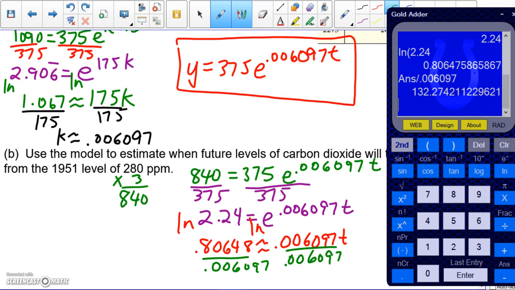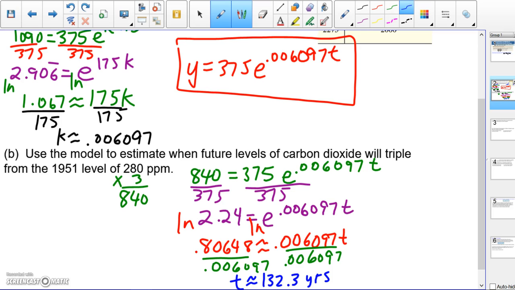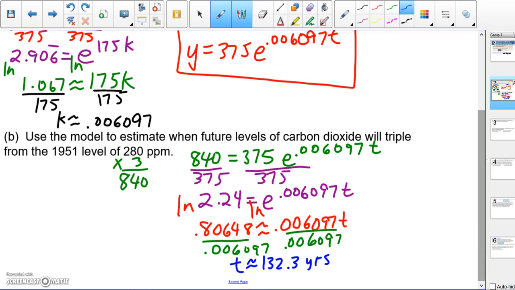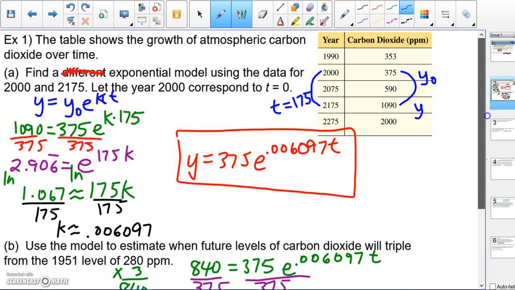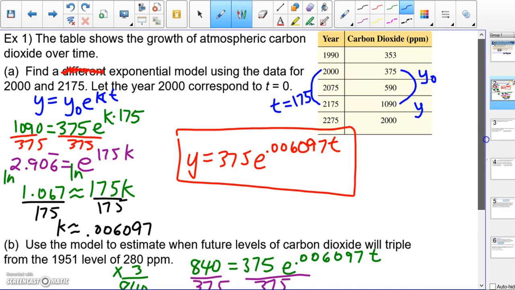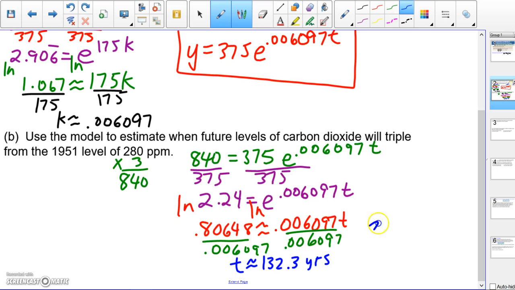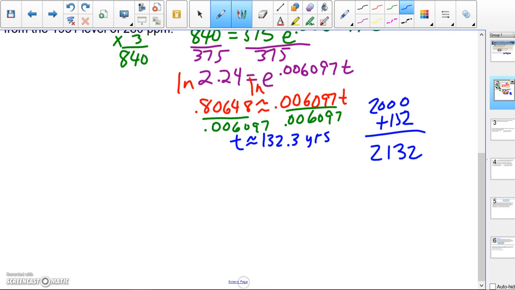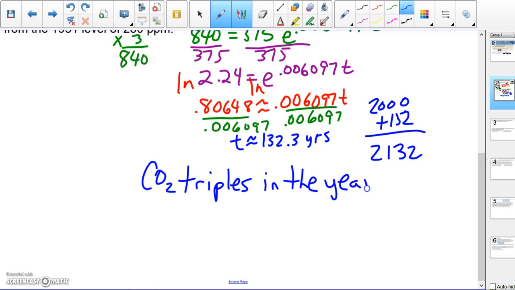I get approximately 132. t is about 132.3 years. So we want to know when that happens. It's going to happen 132 years after we started, but remember we started in the year 2000. So if this model starts in the year 2000, let's add on that 132. We're talking about the year 2132. The carbon dioxide level triples in the year 2132.